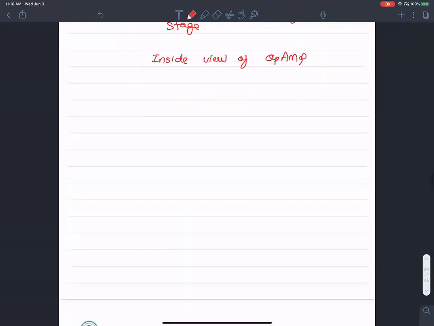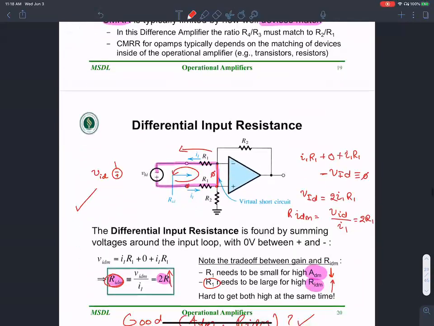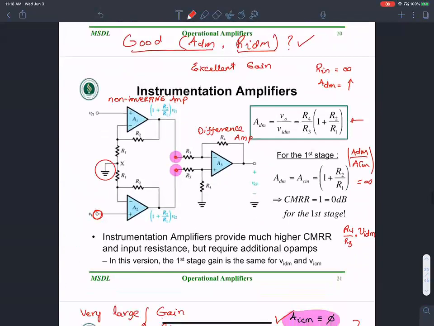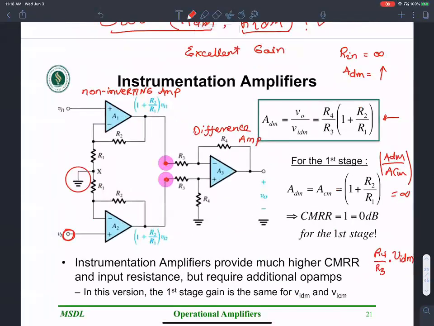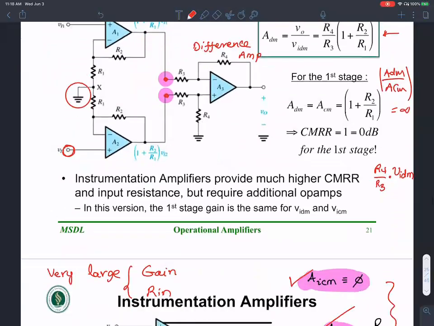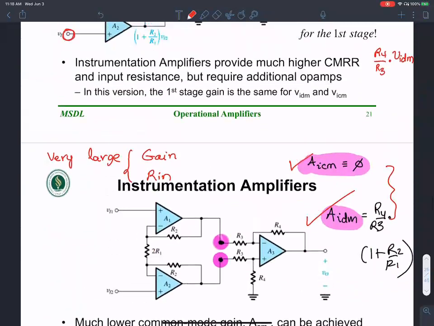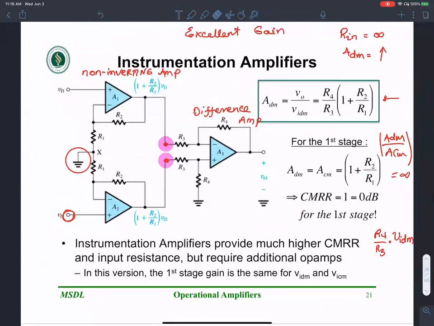So in order to do that, what I did was to have an instrumentation amplifier, which let me increase the differential input resistance and also the differential mode gain to a large value. But then one kind of differential amplifier with a ground here gave me some common mode gain as well.